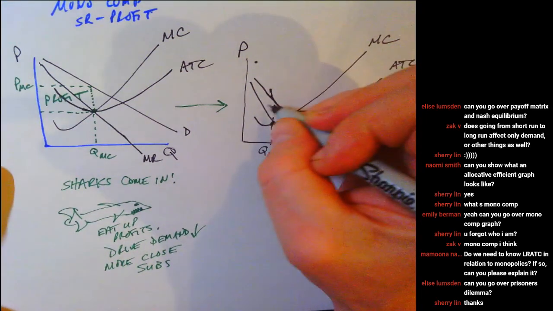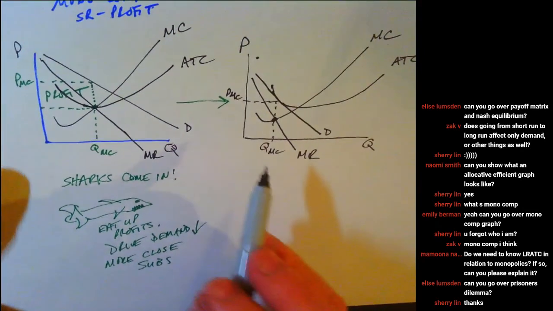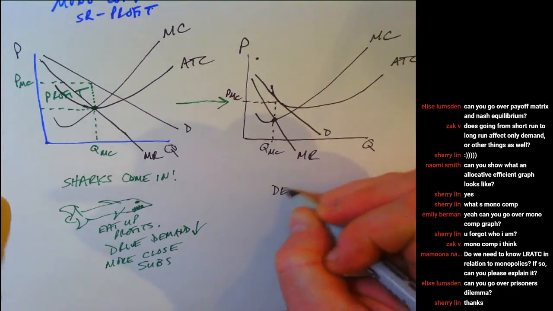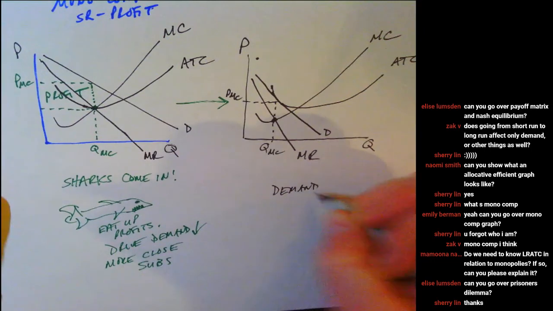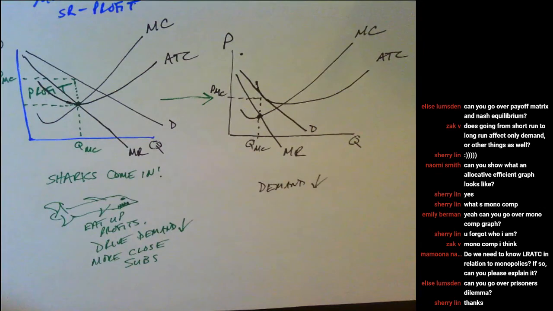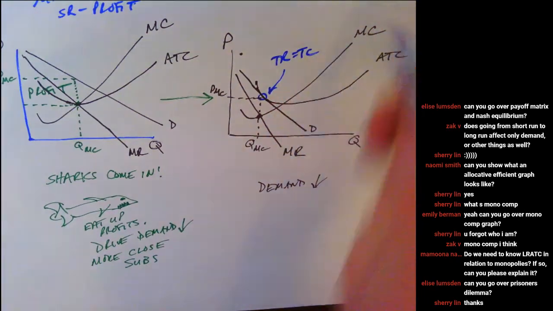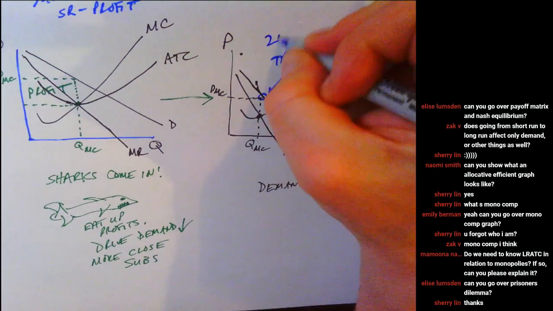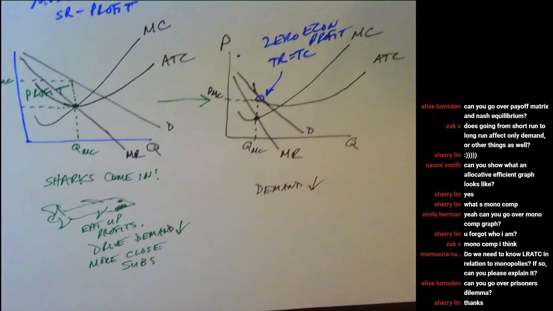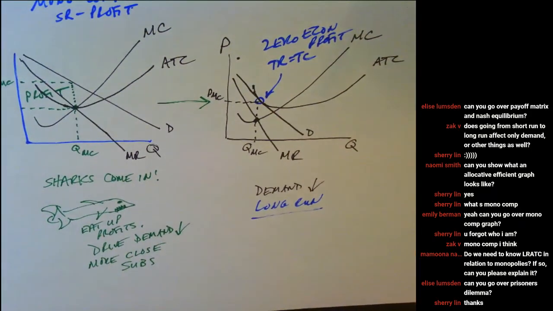QMC, right here, PMC. So what happens here is demand went down, demand decreased. So the ATC stayed the same, demand went down. Now another thing that happened right here, as you see, total revenue equals total cost. So now we have zero econ profits, and we are in the long run.